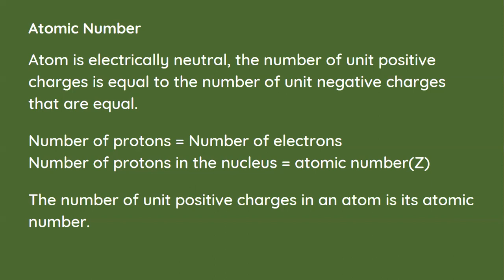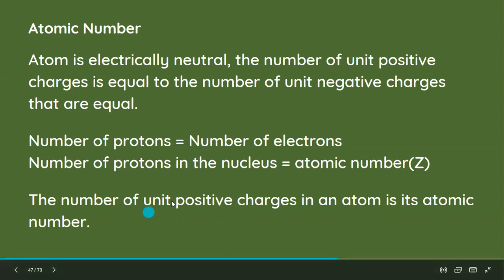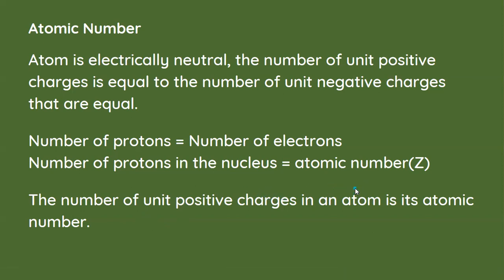I mean, if you remember in grade 9, you would have learned about Bohr's atomic theory and how valency happens. Valency is basically the ability of an atom to lose or gain electrons. So obviously there will be a difference in the number of electrons. However, number of protons of that particular atom stays the same under normal conditions. So number of protons equals the atomic number. So the number of unit positive charges in the atom is its atomic number.